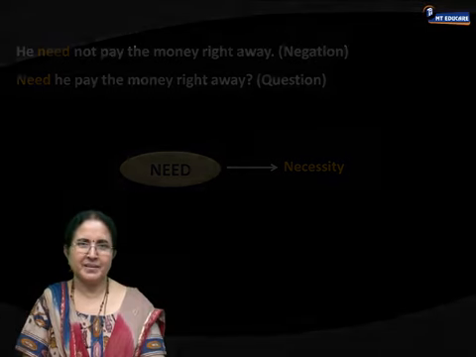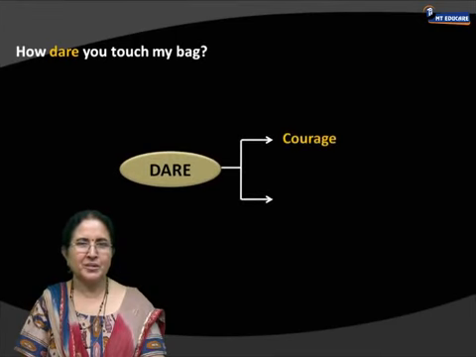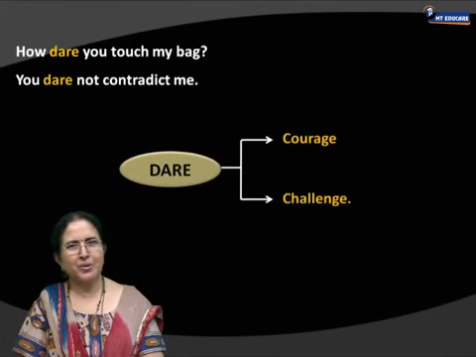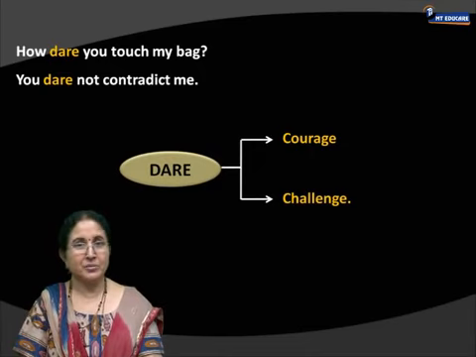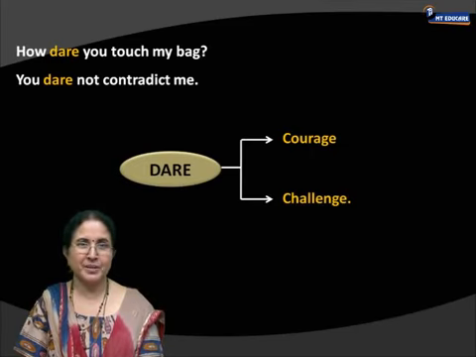Last one is dare. Now you can clearly see the two arrows here. One is courage, another one is challenge. Of course, dare always means, I dare not do it, you dare come close to me, things like this. How dare you touch my bag? You're asking a question to someone. So when it's a question form, we again, just like need, we don't use the negative. How dare you do it? How dare you go out without my permission? So dare, actually the main verb is touch, go. So dare is a modal auxiliary, without not, in a question.